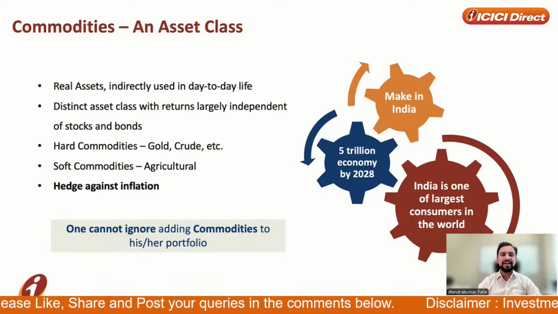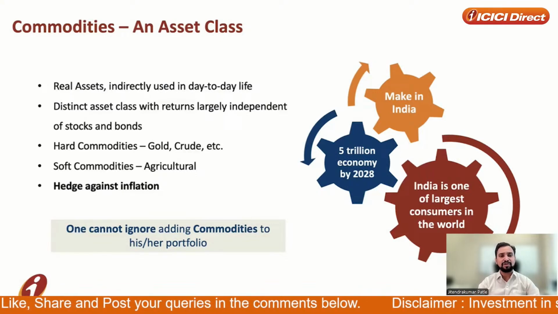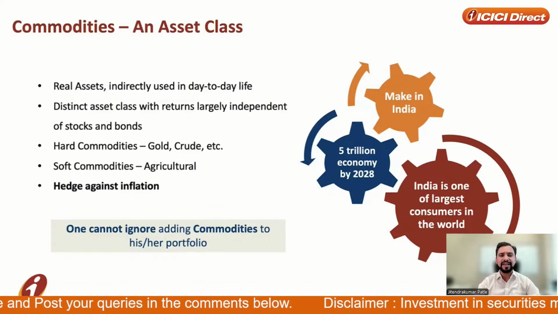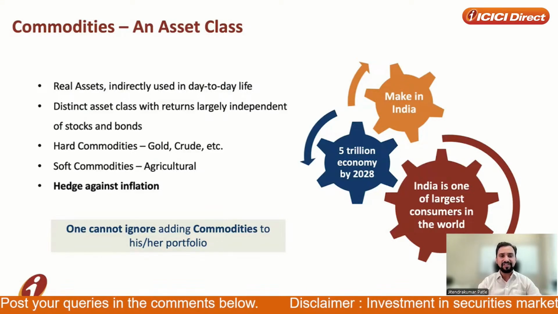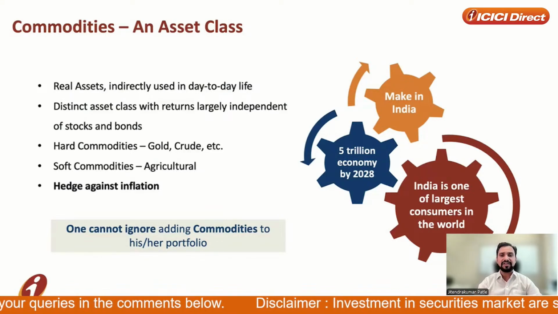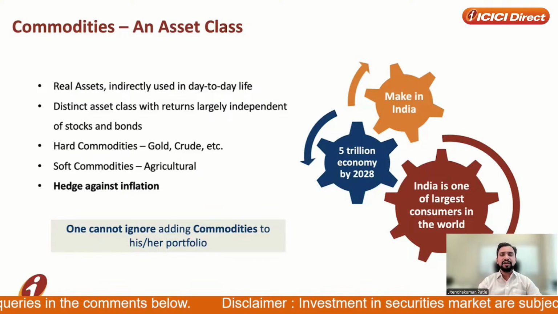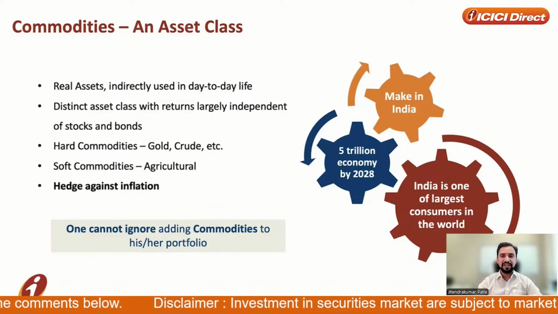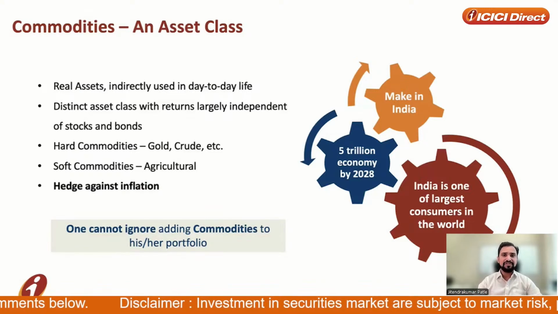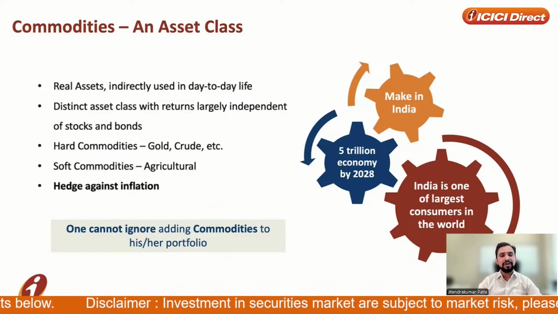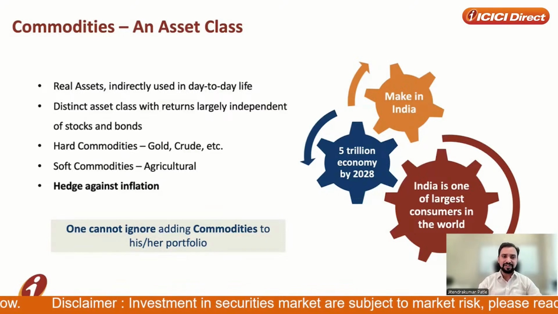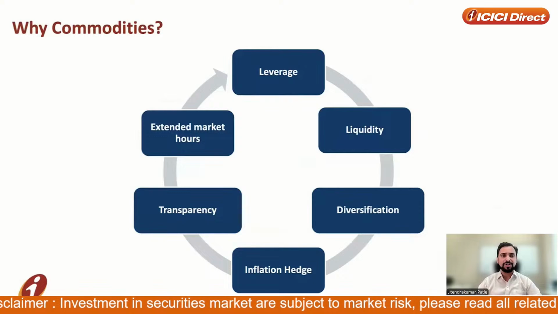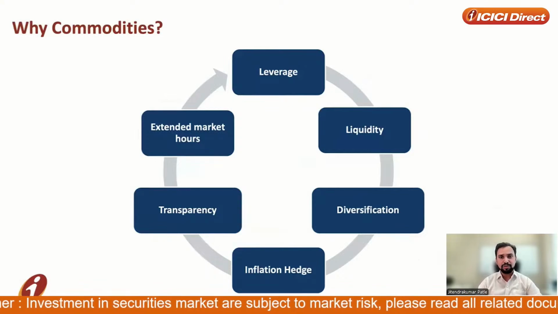Basically, commodities are divided into two parts: hard commodities and soft commodities. Gold, silver, crude oil, natural gas, and all base metals are considered hard commodities, whereas agricultural commodities like cotton, jeera, and soybean are considered soft commodities. And gold is a hedging tool to fight against inflation. Moving ahead, now let's understand why someone should add commodities or commodity derivatives to their portfolio.